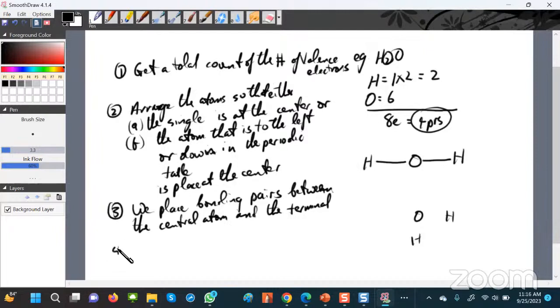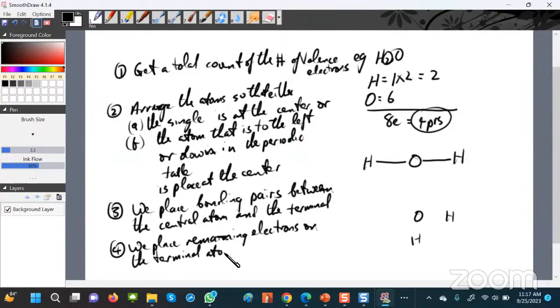And then in step number 4, we place, how should I put this? We place remaining electrons, maybe I shouldn't say remaining, but let me go with that. Remaining electrons on the terminal hydrogens or terminal atoms, right? Excepting, and this is very important, excepting hydrogens, all right?